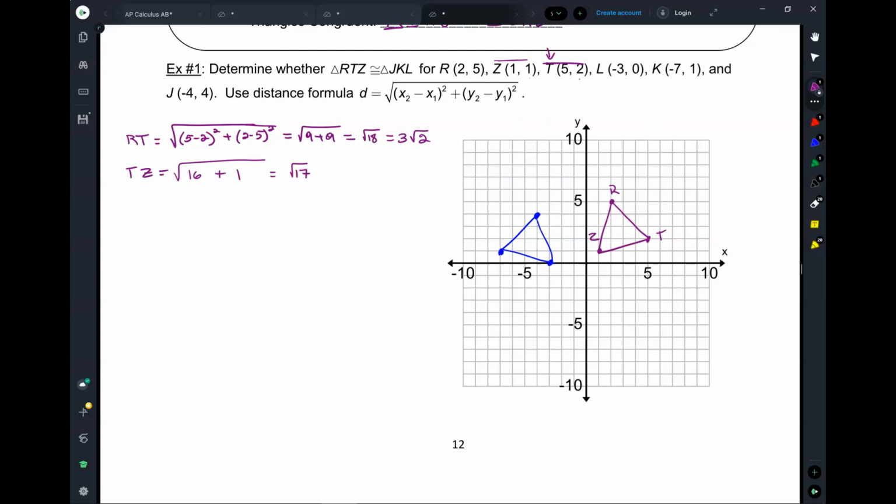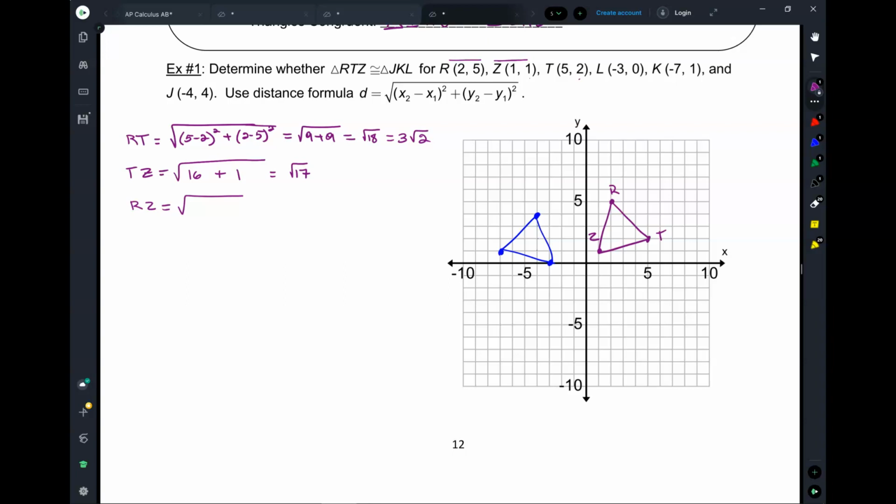Next, so I did RT, TZ. Now I need to do RZ. So that's these two. Are we allowed to use that shortcut? Can we use that shortcut? Yes, absolutely. Okay, RZ, but show me at least this, right? The 16 plus 1. Yeah.